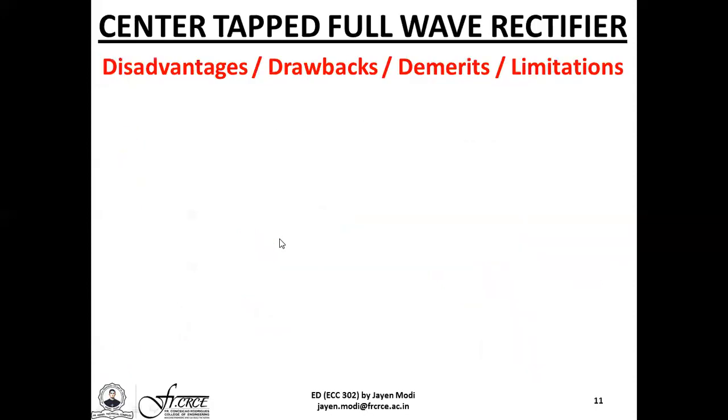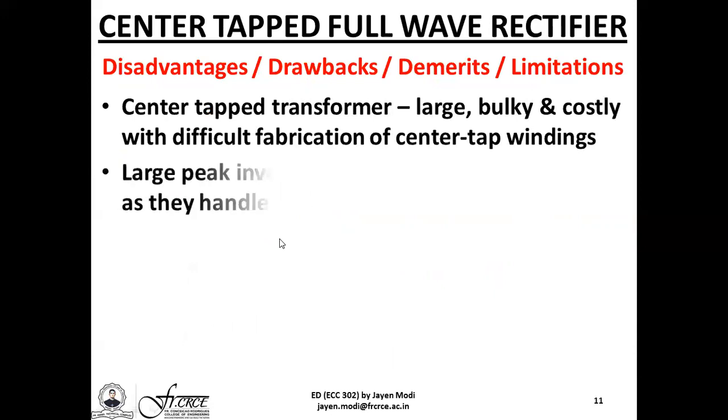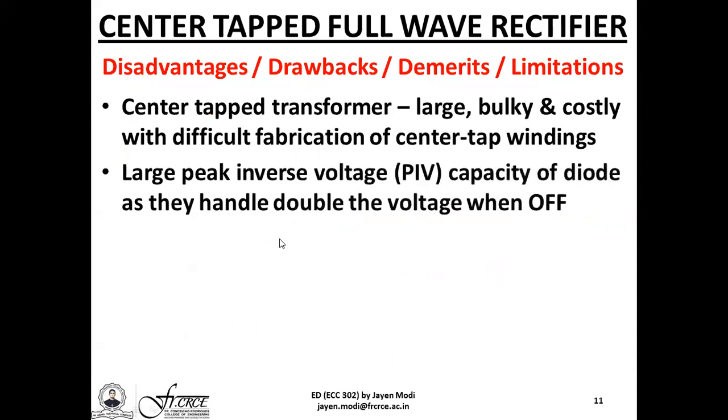Apart from this, the major disadvantages or drawbacks or demerits or limitations for the center tap full wave rectifier circuit are as follows. The first point is, of course, selecting the proper center tap transformer, which can be large and bulky and costly from the point of view of fabrication. The second part is that you need to have a large peak inverse voltage capacity of the diode, because they need to withstand double the peak voltage when they are off or in a reverse bias condition.